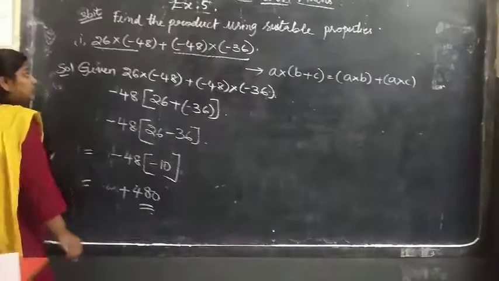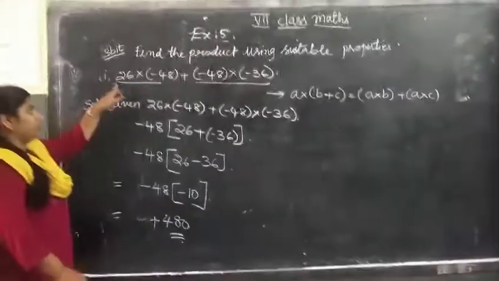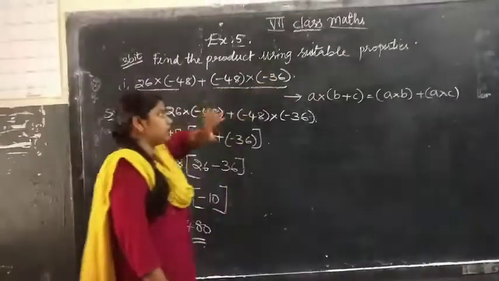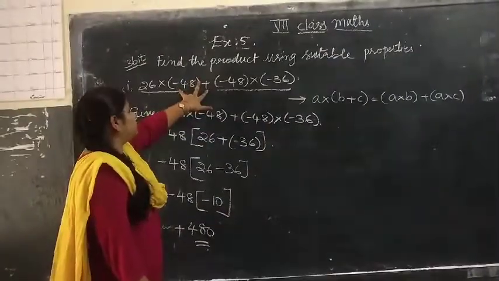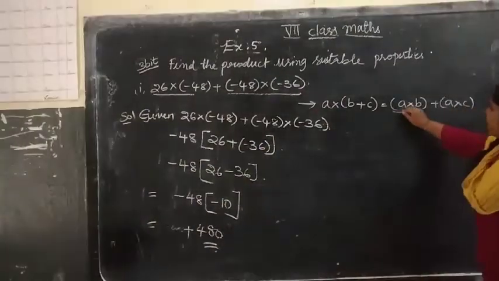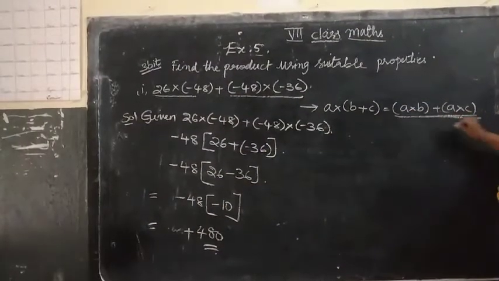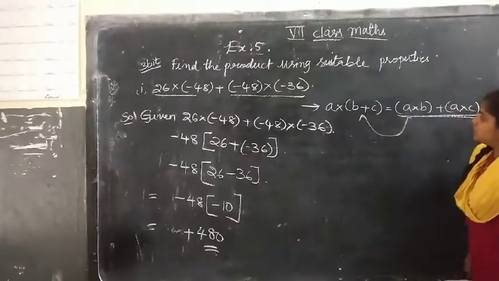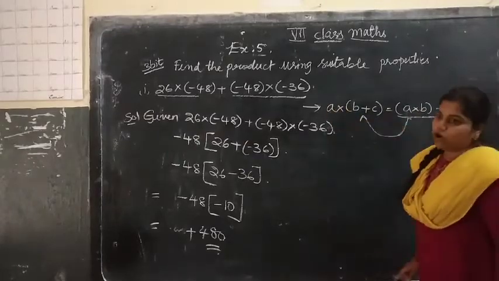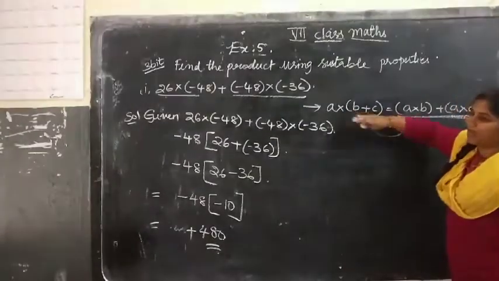So once again, listen to this. They have given the question as 26 into minus 48 plus minus 48 into minus 36. The question they have given is in the form of the distributive property. So they have given the terms in this form, and we have to convert it into this. In these two cases A is common, so they have taken A as common and kept the remaining terms in the bracket.